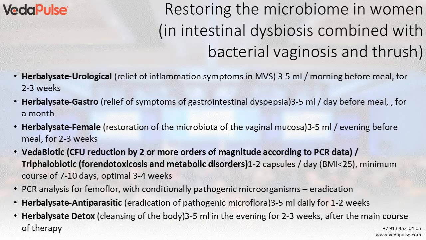Therefore, this program works across 3 biotopes at once: the gastrointestinal biotope with Herbalysate Gastro, the urological biotope, and the genital microbiome with Herbalysate Female. Accordingly, the program will select this Herbalysates regimen for you in detail.